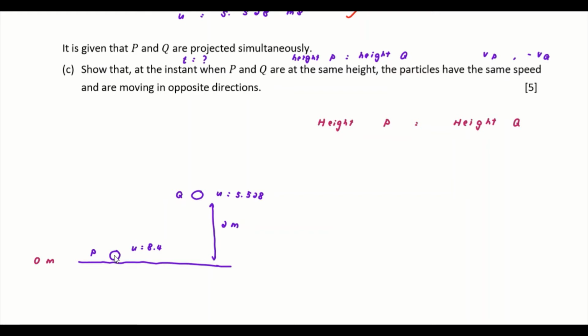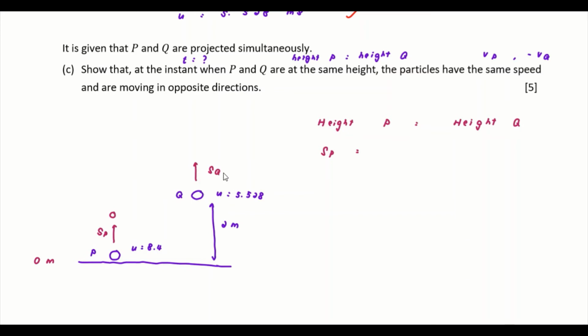Now let's imagine this is the distance where P moves, so what is the height of P? It's the same, right? Because we are measuring from the ground and P actually moved from the ground as well. So the height of P is the same as the displacement of P. Now the problem is Q, because Q actually started at a point 2 meters above the ground.